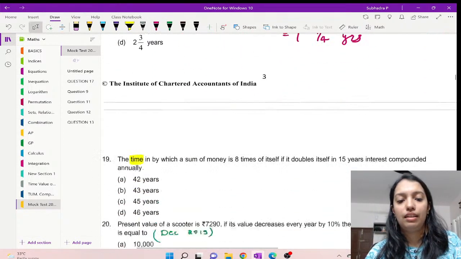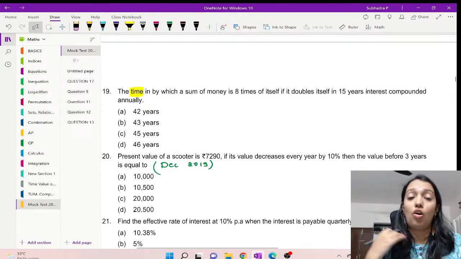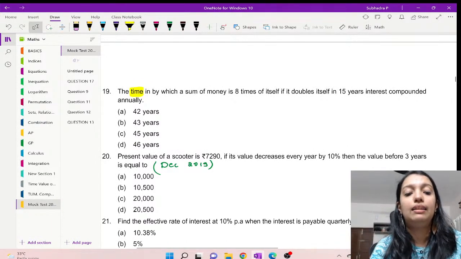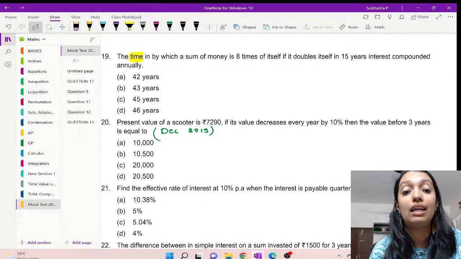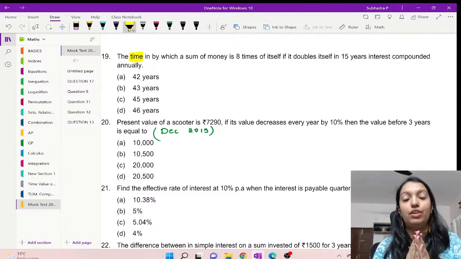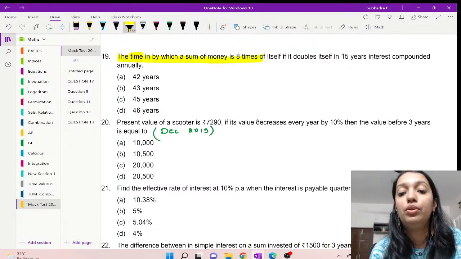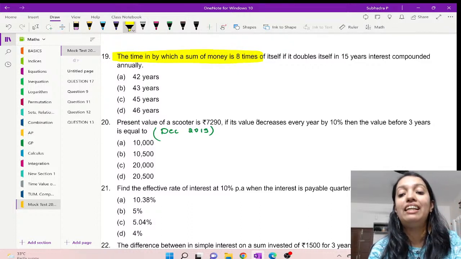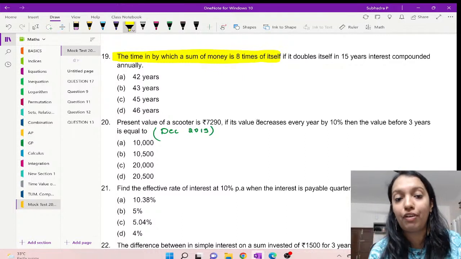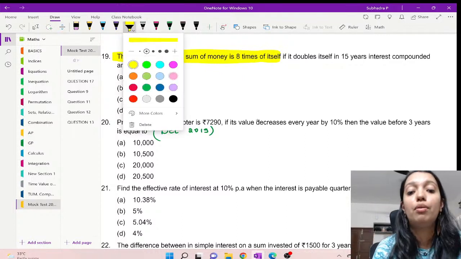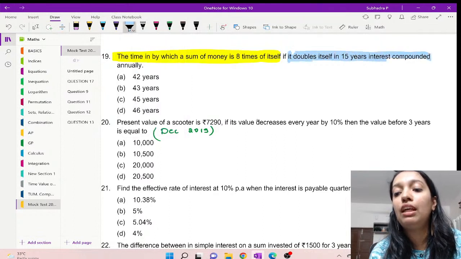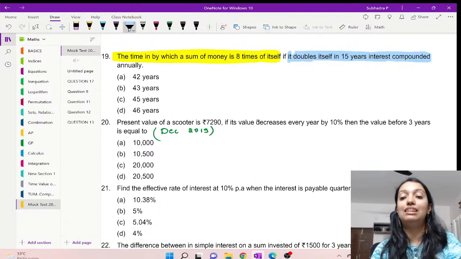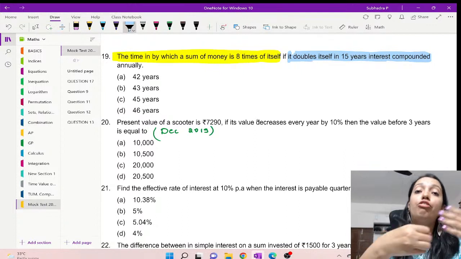Next, 19th question. The time. All the questions are related to time only. The time in which a sum of money is 8 times itself. So there are 2 conditions given to you. This is the question. You need to find the answer for it. The time by which a sum of money is 8 times of itself. This is what you have to find. They have given you one more piece of information. What is that? If it doubles itself in 15 years compounded annually. So this is the information that they have given. You need to find the time.